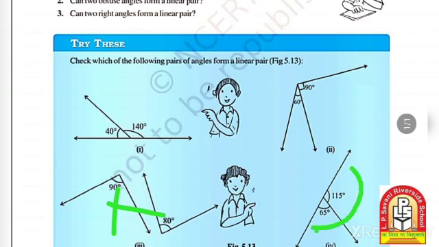Then next, 150 plus 30 is 180, so these are a linear pair. In this way you can identify whether angles form a linear pair or not.